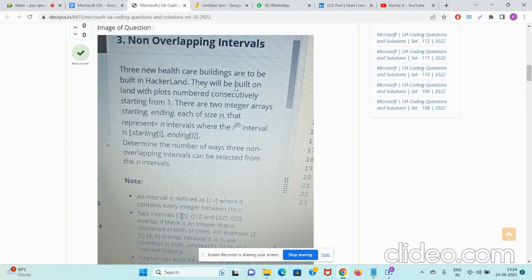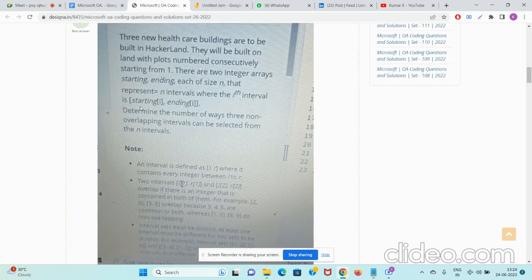So the question is like this. Three new healthcare buildings are to be built in land. They will be built on lands with plots numbered consecutively from 1. There are two integer arrays, starting and ending, each of size n, that represent the n intervals, where the ith interval is starting of i till ending of i. Determine the number of ways three non-overlapping intervals can be selected from the n intervals.